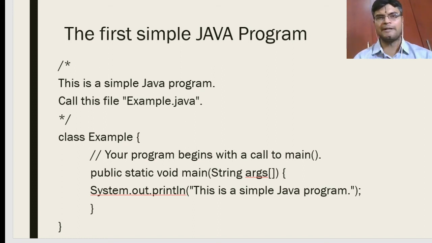Now when we talk about it, remember the first part. If you can see the code, there is a forward slash and a star, and in that it is written: this is a simple Java program, call this file example.java, and then on the next line there is a star and a forward slash again. Remember, the first 4 lines that I have written there are called comments. Your Java program will not compile those comments into machine dependent code because they are just like notes.